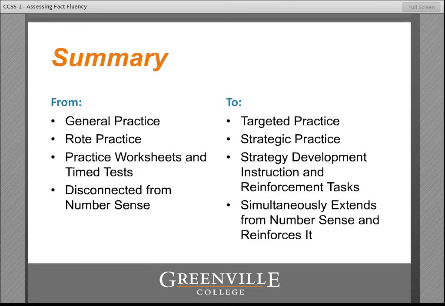Okay, so this brings us to the end of our 3-lesson sequence focusing on fluency with single-digit sums. And we see that the overall approach toward fact fluency has moved from general and rote fact practice in the past to now targeted and strategic practice. Instead of repeating the same kinds of tasks over and over across the school year, we're now more focused on particular strategies and how they can be developed and reinforced.